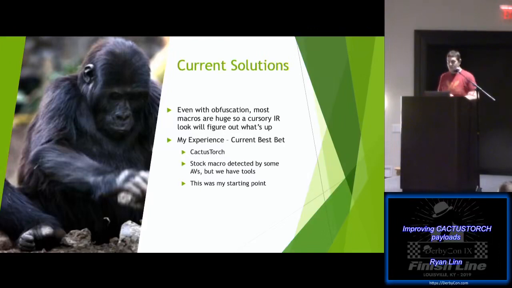So even with some basic obfuscation, most of the macros that I've seen have been huge. So just a basic cursory IR look is like, okay, that's a whole lot of data. That's really strange. So the thing that I found worked the best was CACTUSTORCH, but the default macro is detected by pretty much everything. So that was kind of my starting point, and I wanted to see what I could do to improve that.